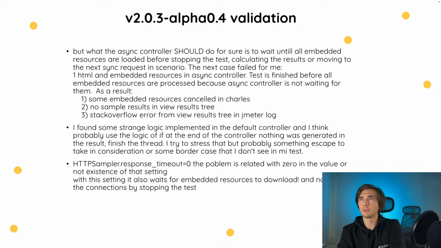There were a few problems with it. Okay, so what were the problems with this initial version? Initially, this async controller was failing. It was not waiting until all the embedded resources were downloaded. For some reason, it just stopped. Generally, the problem was the response timeout set to 0. This JMeter property was not properly handled in the HTTP2 plugin implementation. That's why requests just failed.